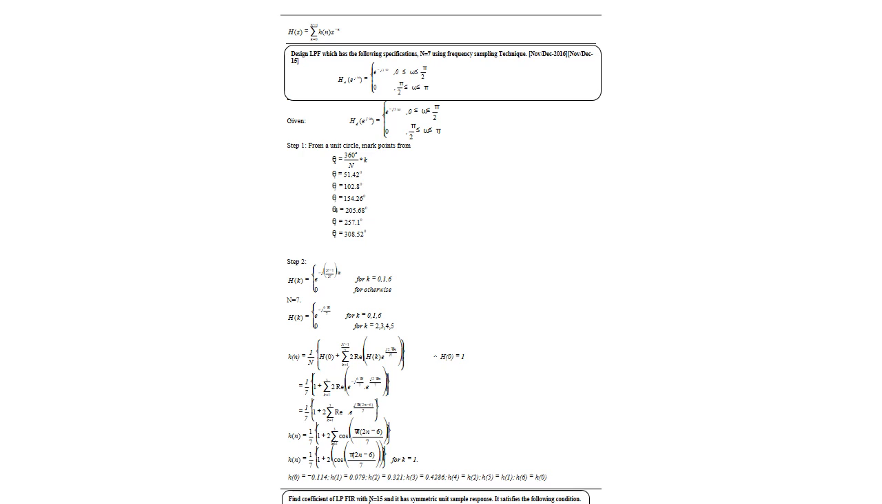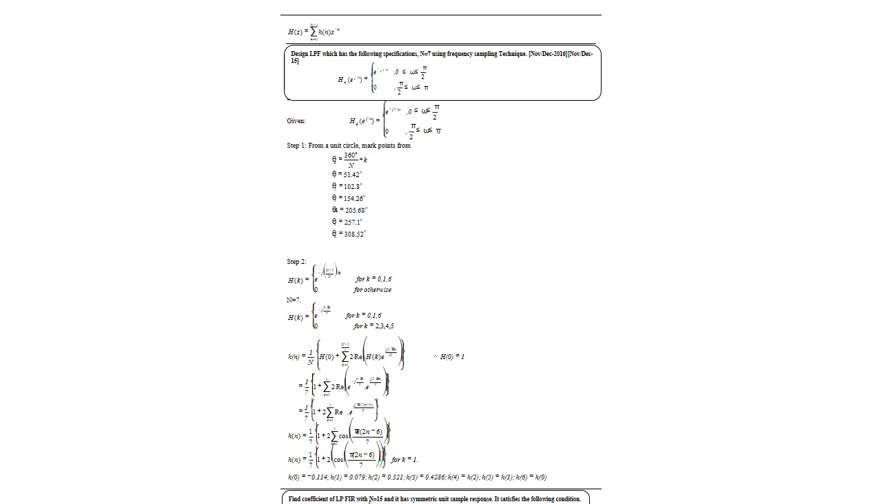Next question is design the low pass filter which has the following specifications, that is N equal to 7, using the frequency sampling technique. So that is Hd of e power j omega is equal to e to the power of minus j 3 omega for 0 less than or equal to omega less than or equal to pi by 2, and 0 for pi by 2 less than or equal to omega less than or equal to pi. So first we have to write down the given values.